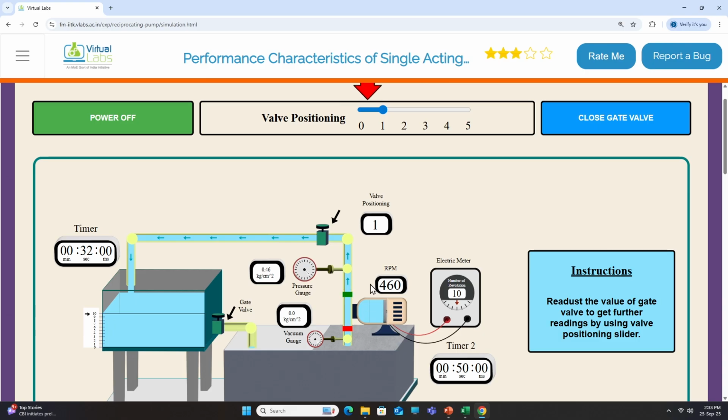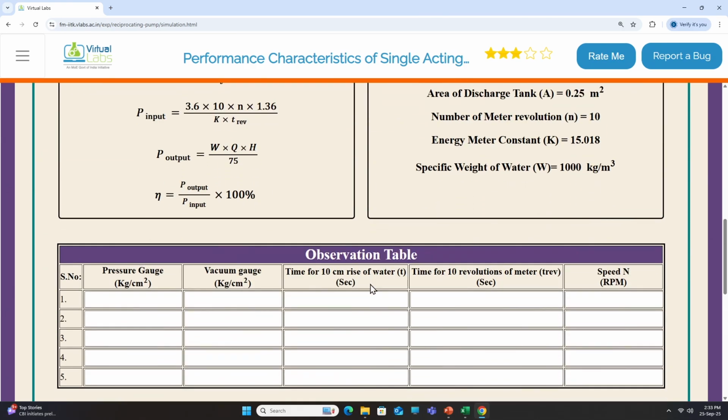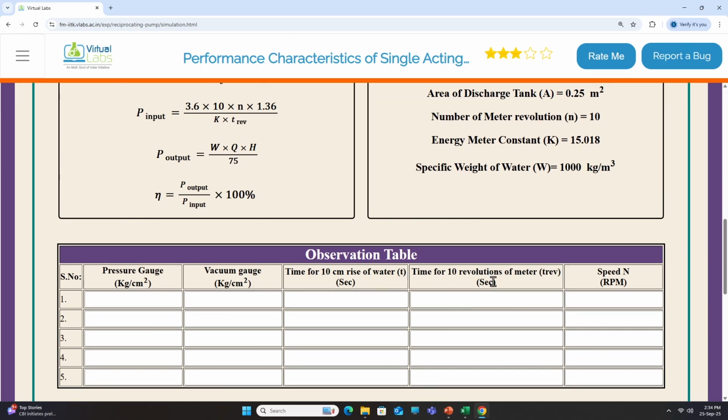All these observations should be now noted in the observation table. You can note down on a paper. I have also noted down on a paper pressure, vacuum gauge pressure, time to fill 10 centimeter, time for 10 revolutions, and speed in RPM. This value pressure is 0.46. For the vacuum gauge, the pressure was 0. Time to fill is 32 seconds till 10 centimeter of height, and for 10 revolutions the time taken was 50 seconds, and speed is given as 460 RPM.